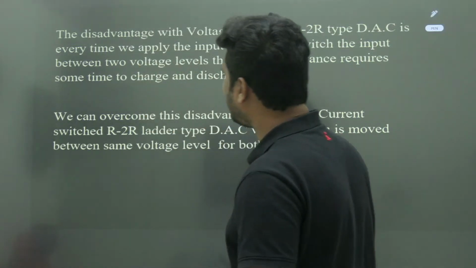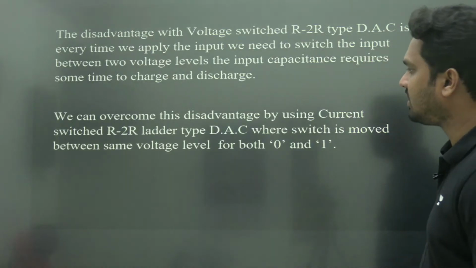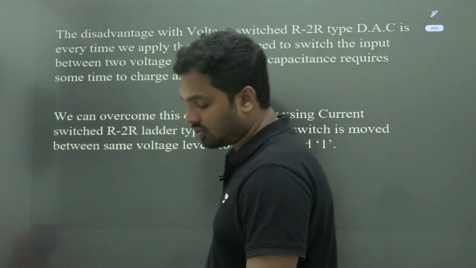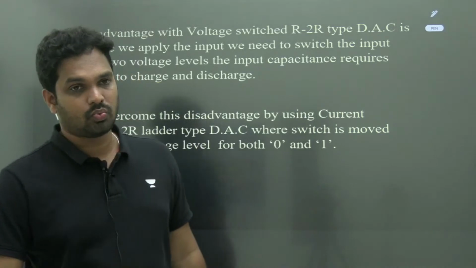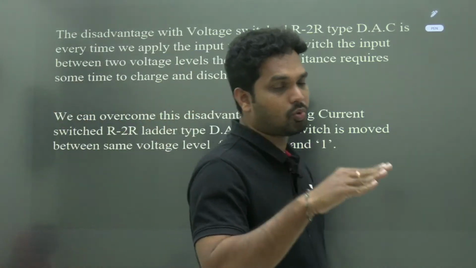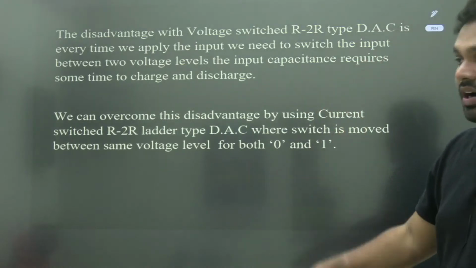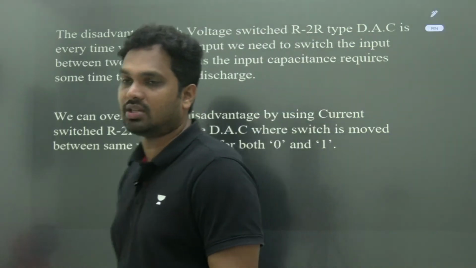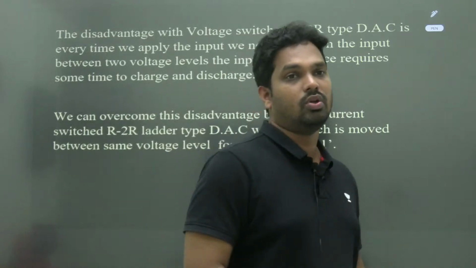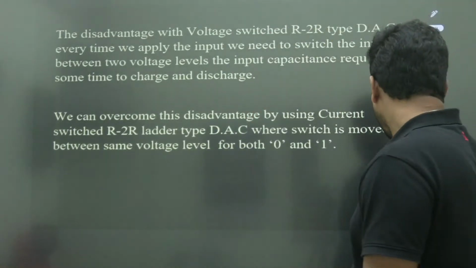So to overcome this disadvantage, we go for the current switched R to 2R type DAC, where we will be switching for both logic 0 and logic 1 between the same voltages, but the current will be switched. That is, the same voltages will be 0. We will show it with the help of the next figure now.